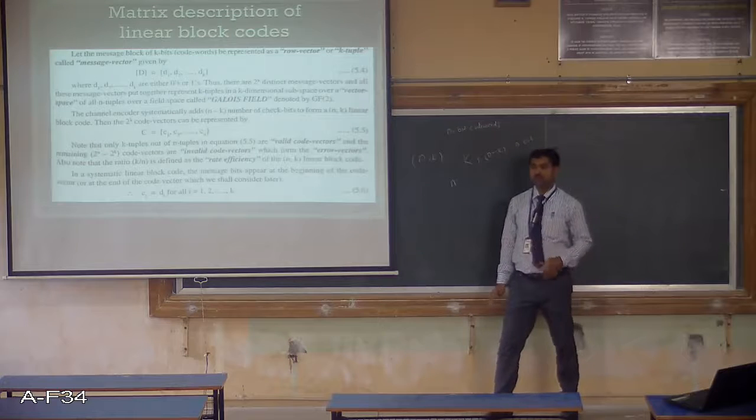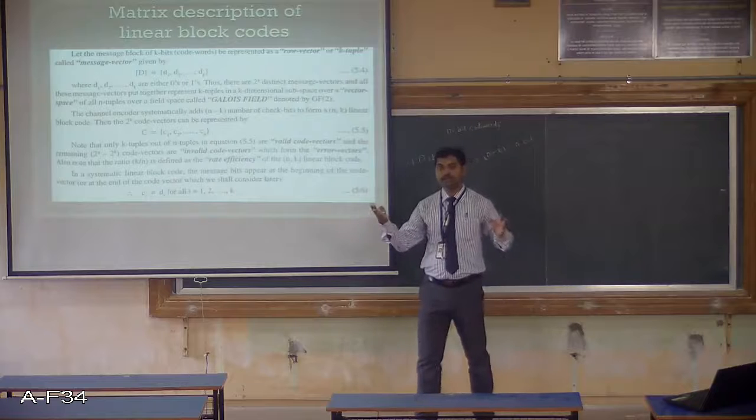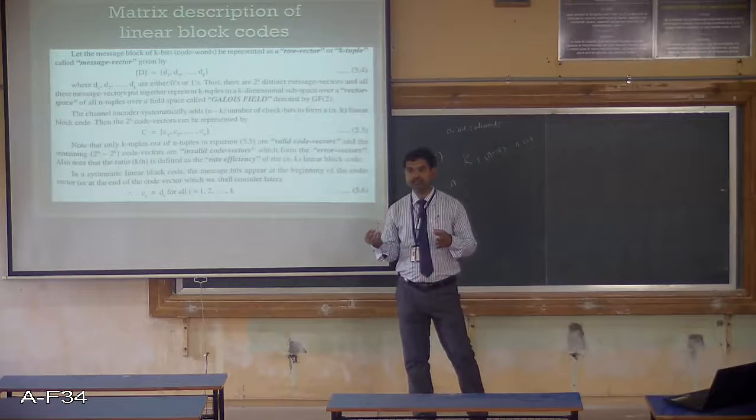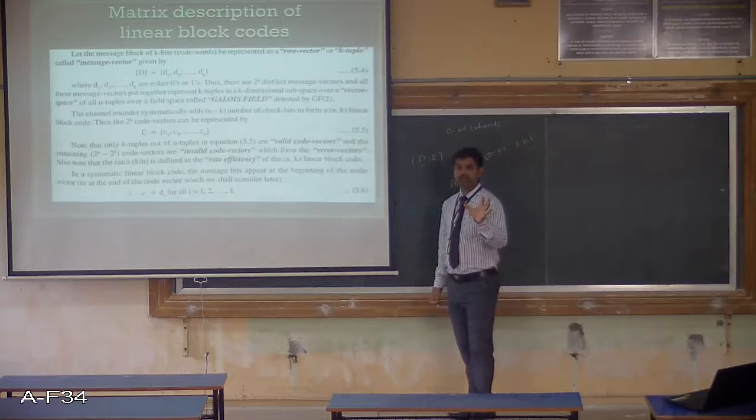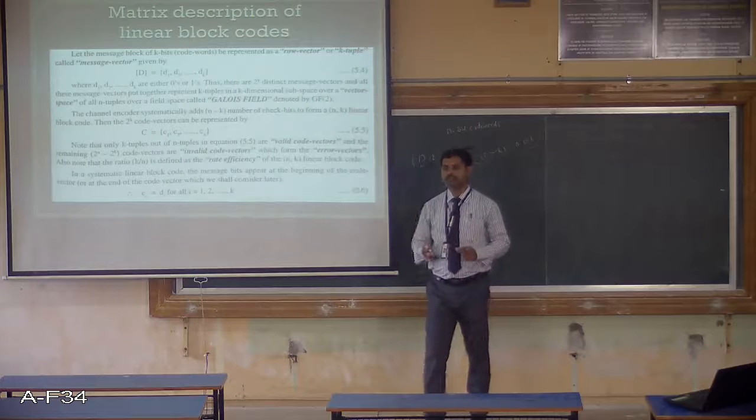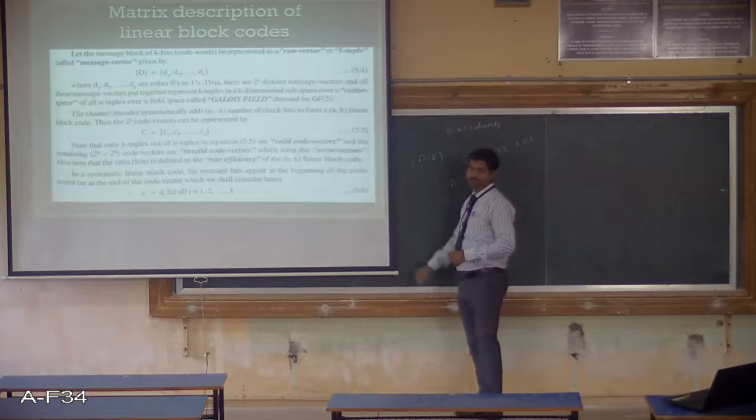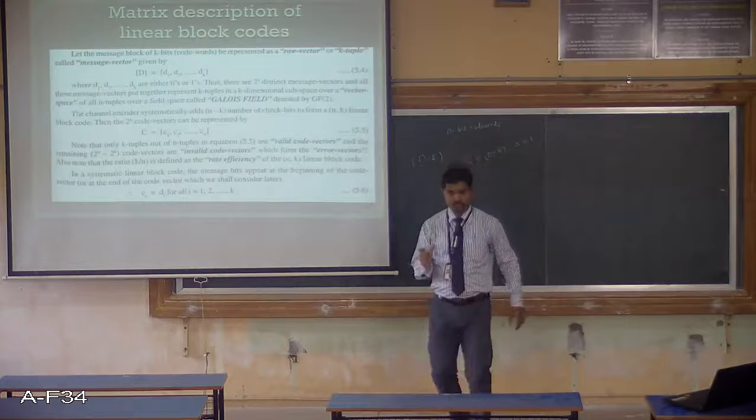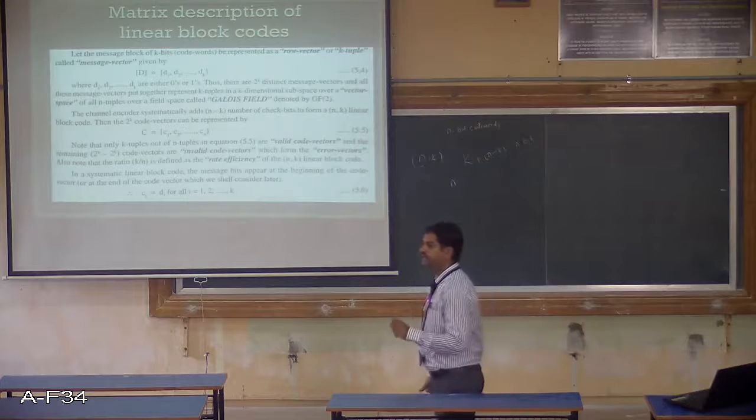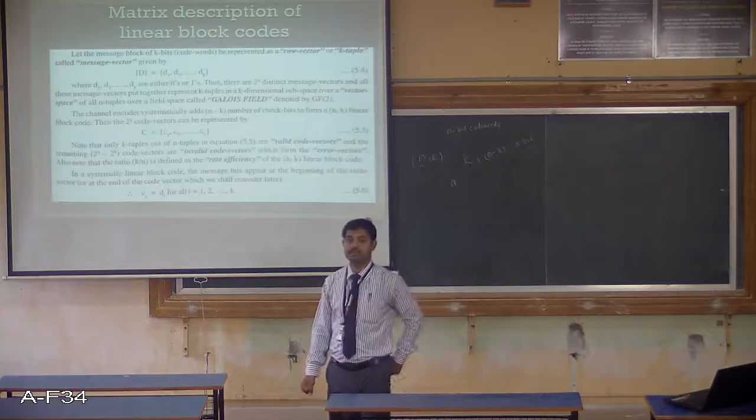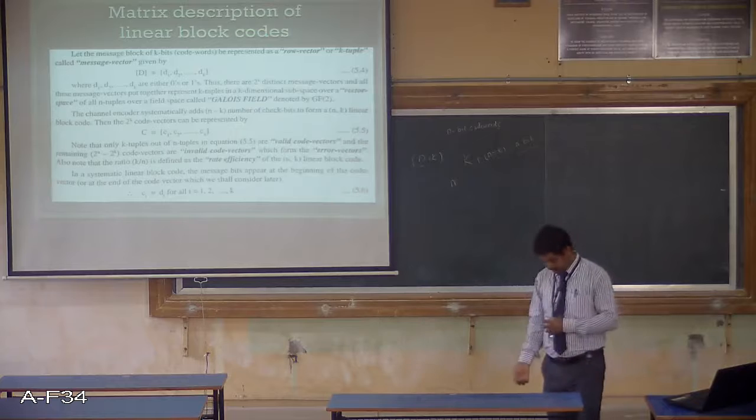A linear block code with an information length of k bits, whose code word length is n, we call an (n, k) linear block code, where n is the total length of the code word and k is the length of the information, the data bits. So this is (n, k) codes. To generate those code words, we need to follow a certain equation. In order to derive that equation, there are a few steps. That I call the matrix description of linear block codes.